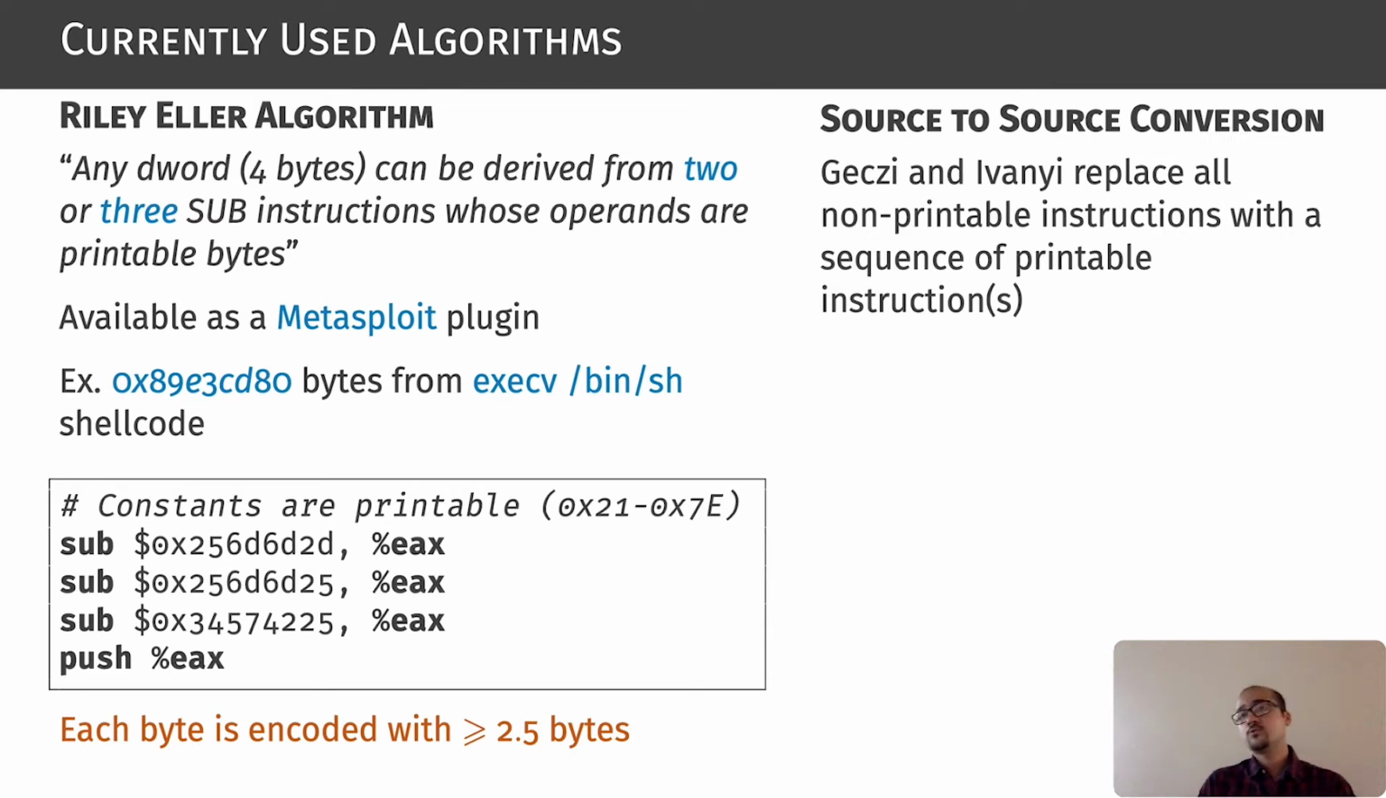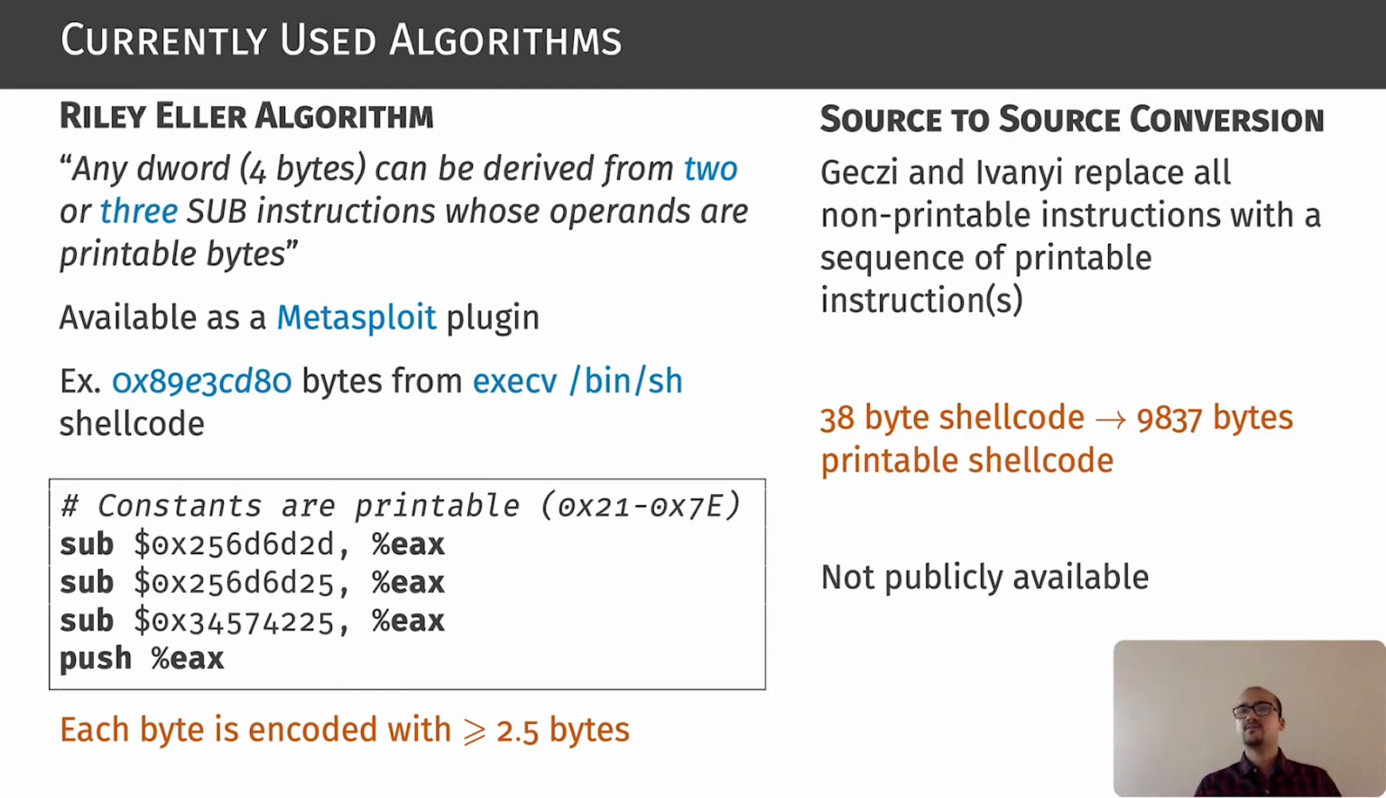Another tool or example is the source-to-source conversion by Gezi and Avania. In this, they take all binary instructions and replace them with semantically equivalent printable instruction sequences. A key drawback is the size of the final printable shellcode. As you can see, a 38-byte shellcode that they describe in their paper goes to over 9K bytes. Moreover, this tool is not really publicly available, so it's difficult to do any form of testing on this.